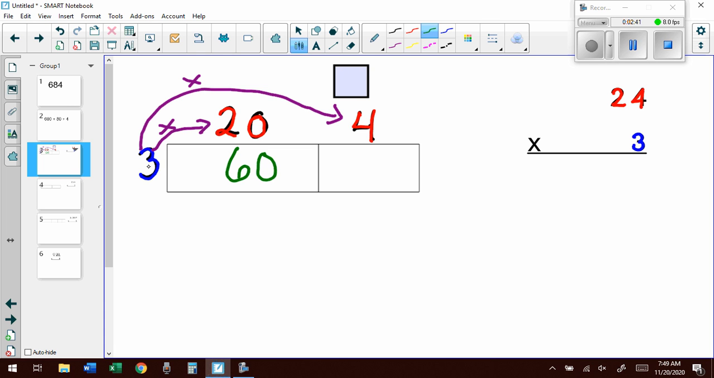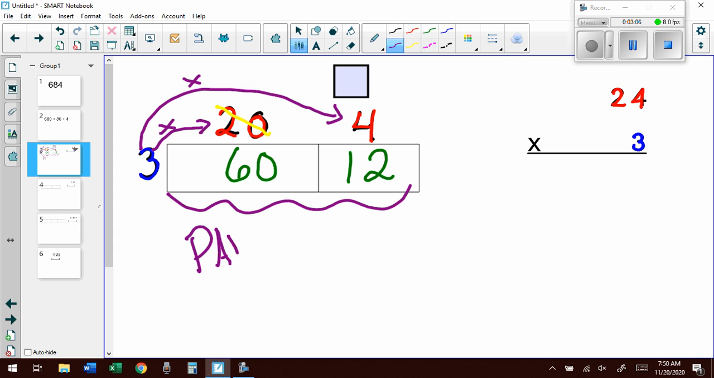Now, we've done 3 times 20, so we go ahead and cross that out. Now 3 times 4 equals 12. So now we've used our knowledge of basic facts to get these dealy bobs. What are these called? Do you remember? Partial products.